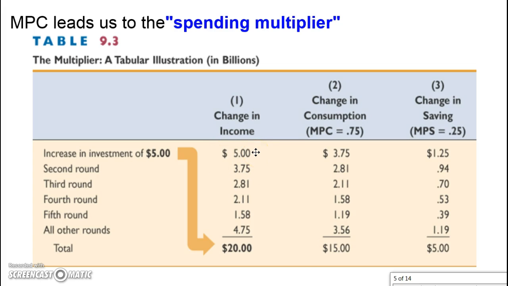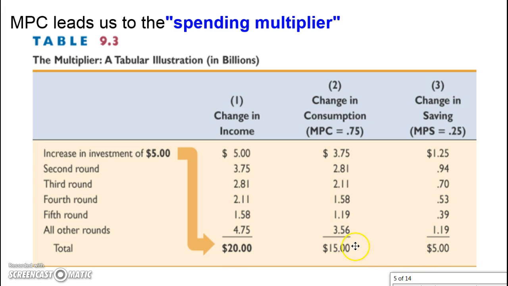We know that the first person who receives it is going to spend a proportion of it, whatever the marginal propensity to consume is. So if the marginal propensity to consume is 0.75, they're going to spend 75% of it. So that person spends $3.75, and that becomes income to someone else. And that person spends 75% of it, and that becomes income to someone else. And it goes on and on. We didn't put all the calculations in here, but what happens is, ultimately, incomes change by $20. So an initial spending of $5 causes an increased GDP of 20. And of course, we're talking about billions here.